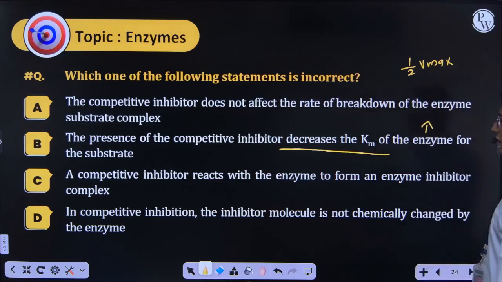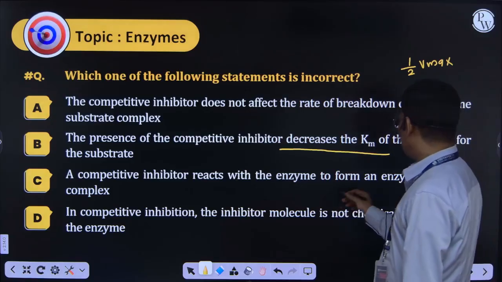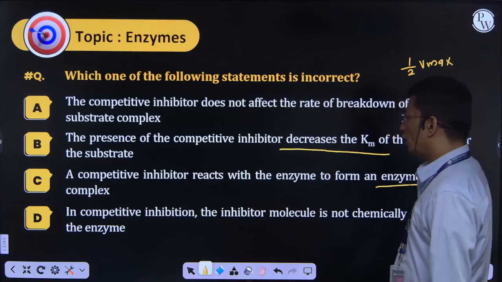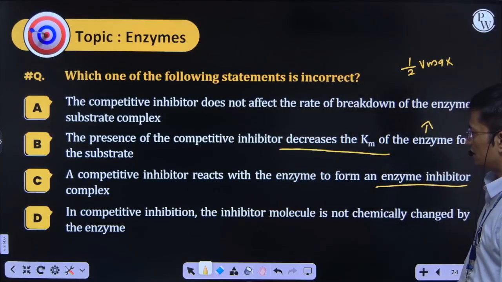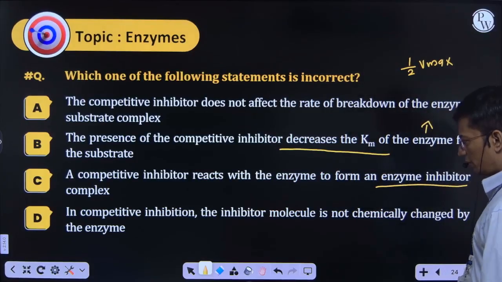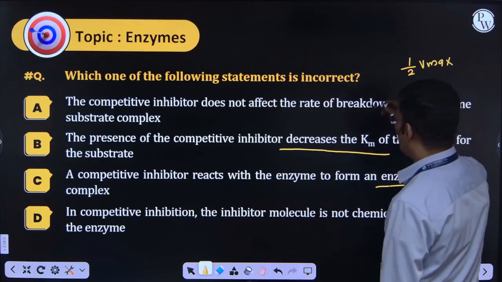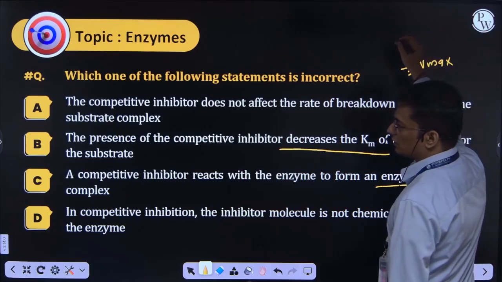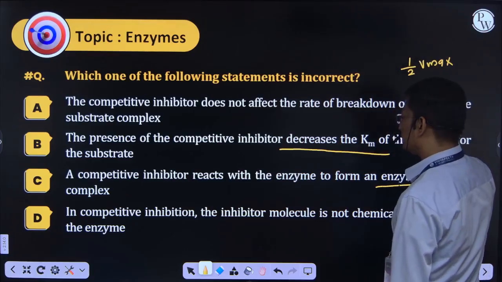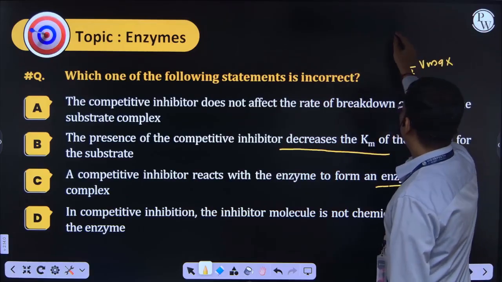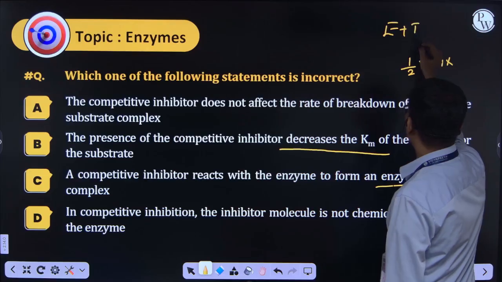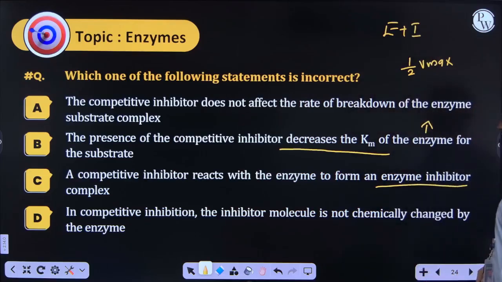Competitive inhibitor reacts with the enzyme to form enzyme inhibitor complex. That is correct. In competitive inhibition, the inhibitor molecule is not chemically changed, because here enzyme and inhibitor are not chemically reacting. So this is the incorrect statement.